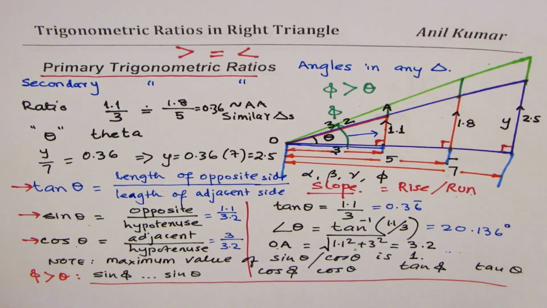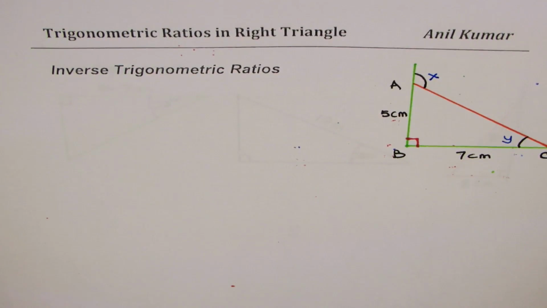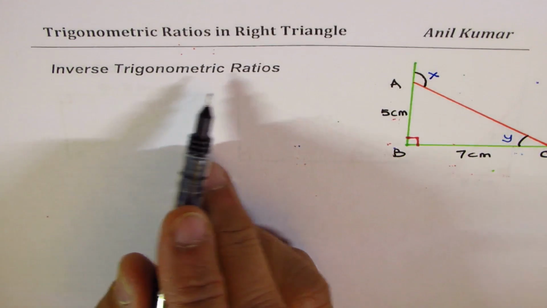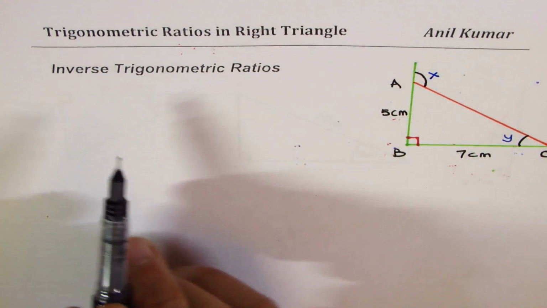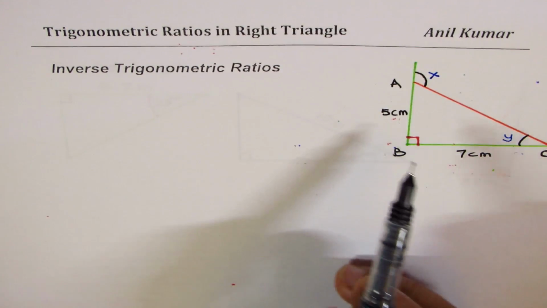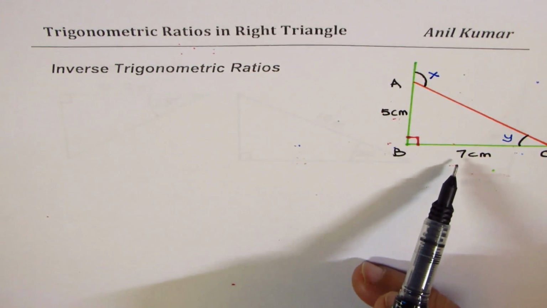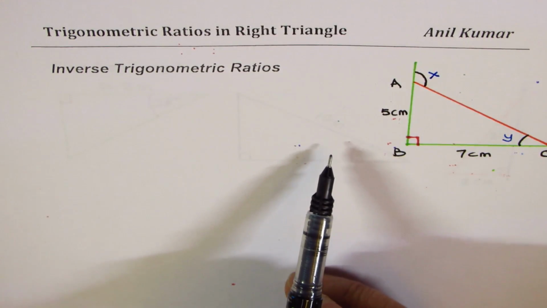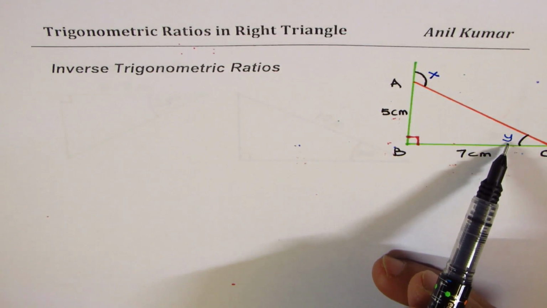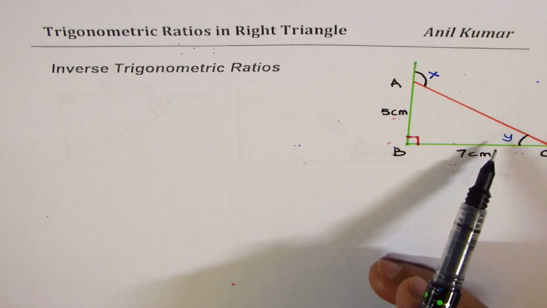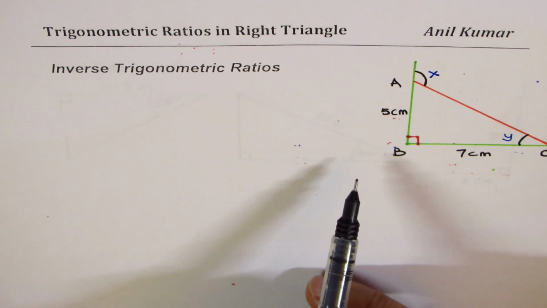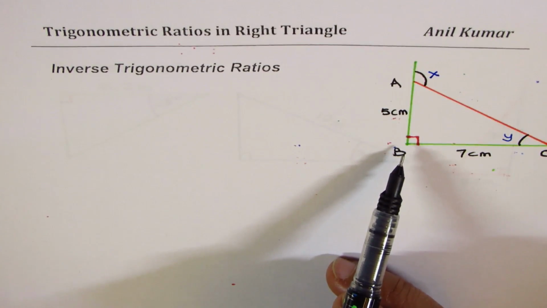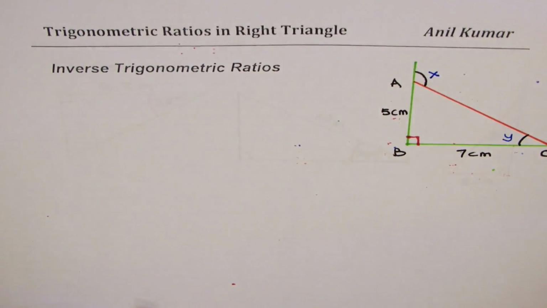Is it okay? Right. So I just introduced you to inverse trigonometric ratios in the previous example, where we were trying to find the angle. Now here, we'll do it in more detail. We have a triangle ABC whose sides are 5 centimeters and 7 centimeters as shown. We have to find the angle y and angle x. How can you find these angles? With the Pythagorean theorem, you can find the third side, but you cannot find angles. To find angles, we always use trigonometry.